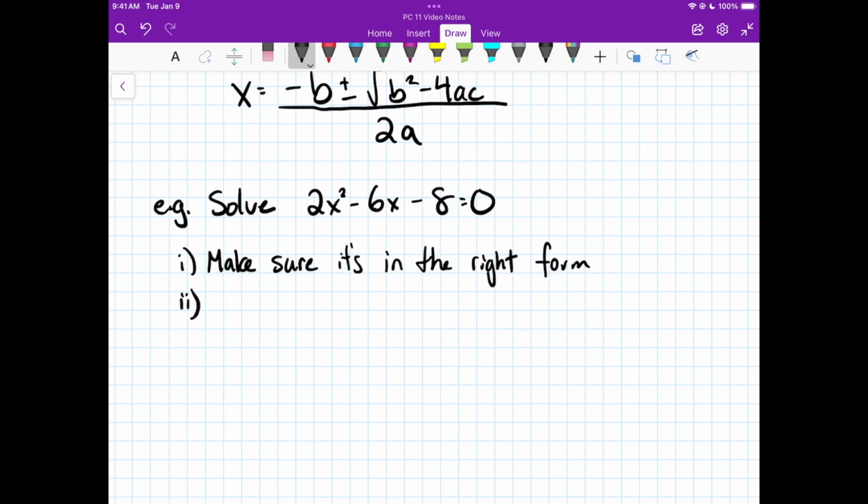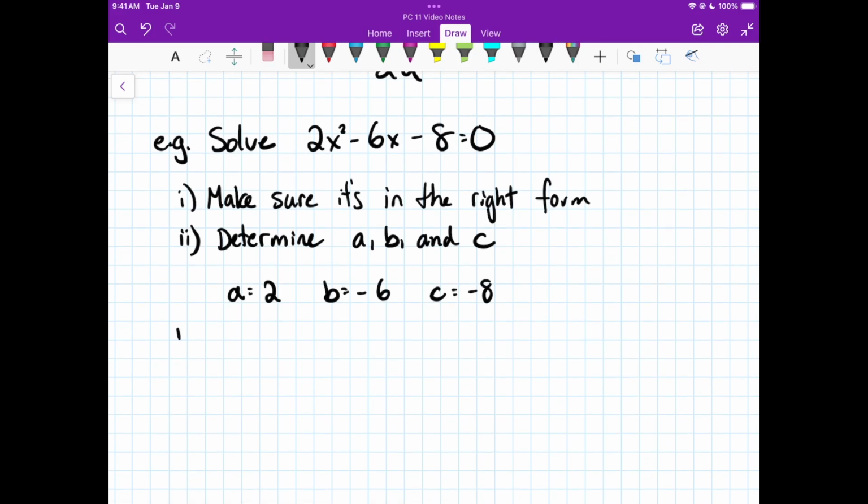Step 2, which again, not even really a step, is to figure out what A, B, and C are. So looking at our original equation, we've got A is 2, B is negative 6, and C is negative 8. Now that we've got our numbers, we're going to take them and just put them into the formula. So we're going to input our numbers into the formula, being really careful to not mess up our negatives.